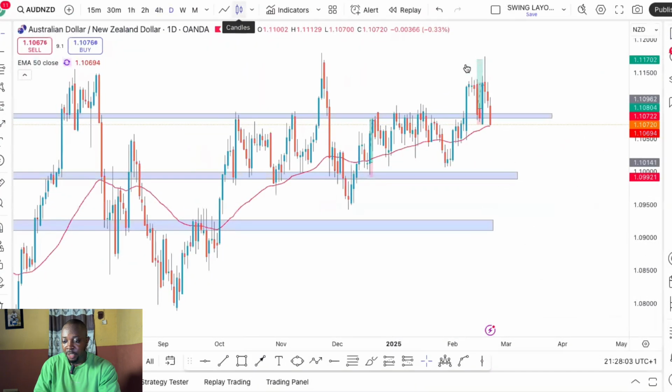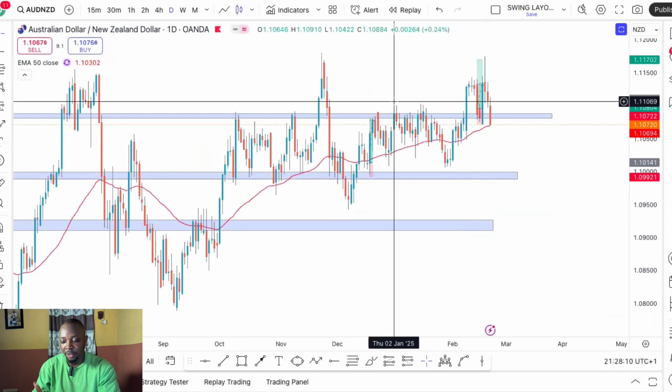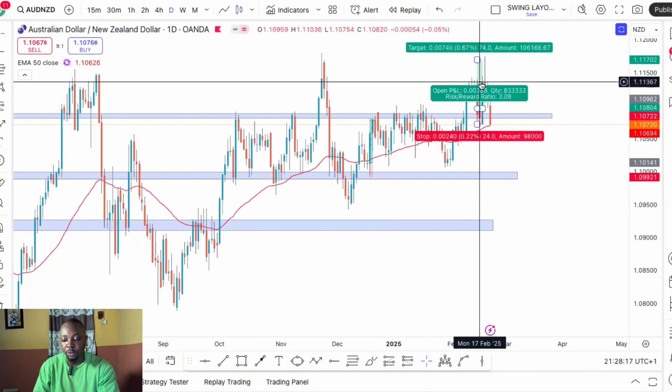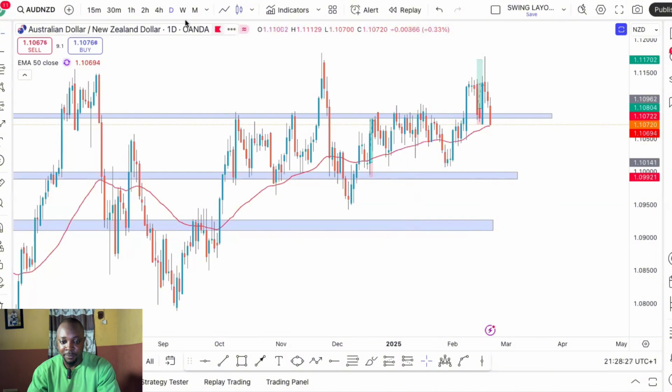AUD NZD. You can see this long tool here. I took this trade within the last 3 weeks, but we're going to be speaking about it on Wednesday. So if you see this stuff, just ignore the long tool on the screen. I don't want to forget the trades, and that's why I still have them here. So just in case I go over the pairs and you see a long tool like this.